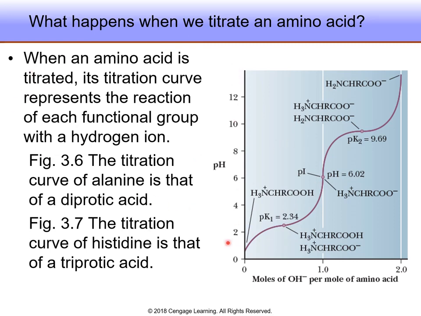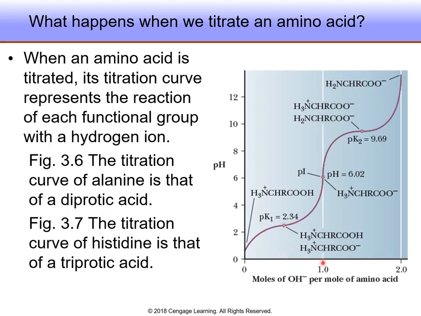So when an amino acid is titrated, its titration curve represents the reaction of each functional group with the hydrogen ion. This is the titration curve of alanine, and it is that of a diprotic acid. We start with the fully protonated form here. We add OH-, the pH increases until we reach midway titration, where the acid form and the conjugate base form exist in equal amounts, and this pH equals pKa1.